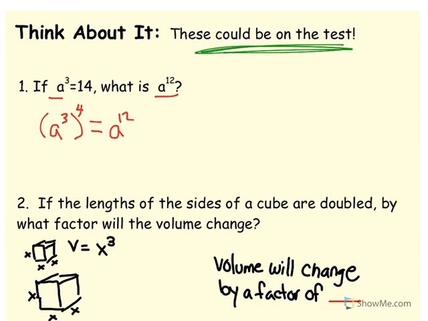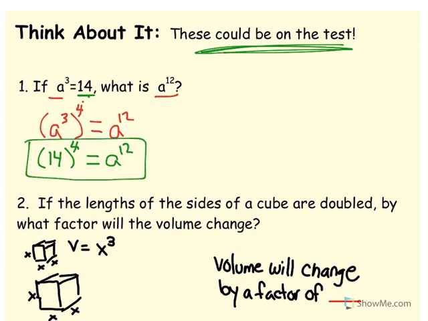So are you comfortable seeing that a to the third equals 14? We want to know what is a to the 12th. Well, the way to get the 12 is take what I had, a to the third, but raise it to the 4th power. So now let's sub in. What do we know? We know a to the third is 14. So instead of a to the third, I'm going to sub in my 14. But the to the 4th power is still there, and that still equals a to the 12th. So we just found what a to the 12th equals. It equals 14 to the 4th power. Take a moment, let that digest, and then we'll move on to our very last question for the notes.